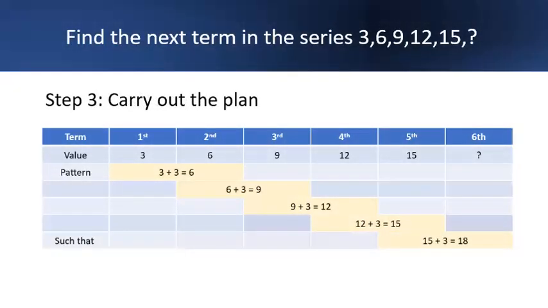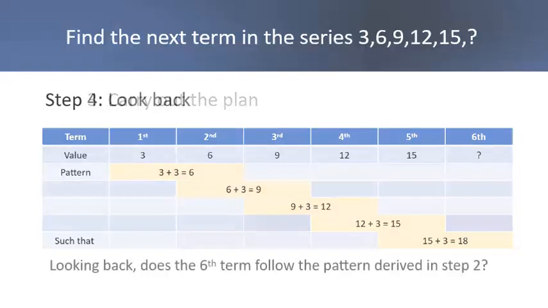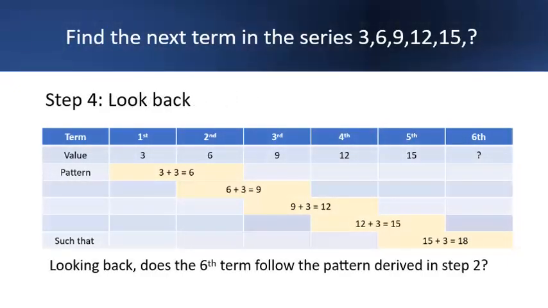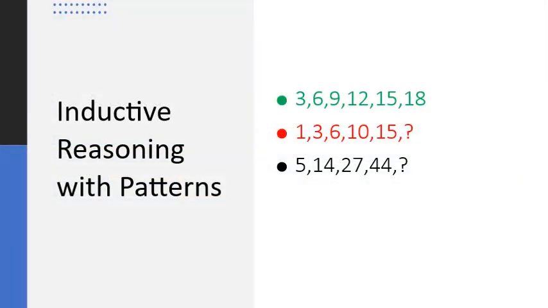With the strategy we made, we can now carry out the plan and determine the term after 15, that is, the sixth term. So we add 3 to 15 to get 18, hence the sixth term is 18. Looking back, we have to determine whether the sixth term followed that pattern derived in step 2. We notice that every term is 3 more than the previous term, hence our solution is correct. Let us consider the second pattern, which includes 1, 3, 6, 10, and 15.